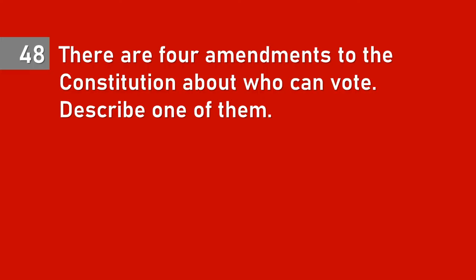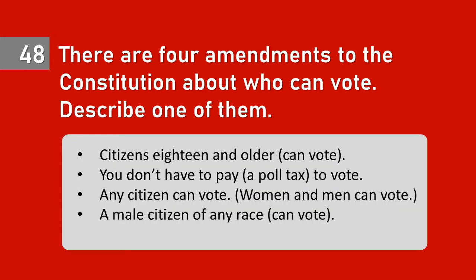Question 48. There are 4 amendments to the Constitution about who can vote. Describe one of them. Citizens 18 and older can vote. You don't have to pay a poll tax to vote. Any citizen can vote, women and men can vote. A male citizen of any race can vote.